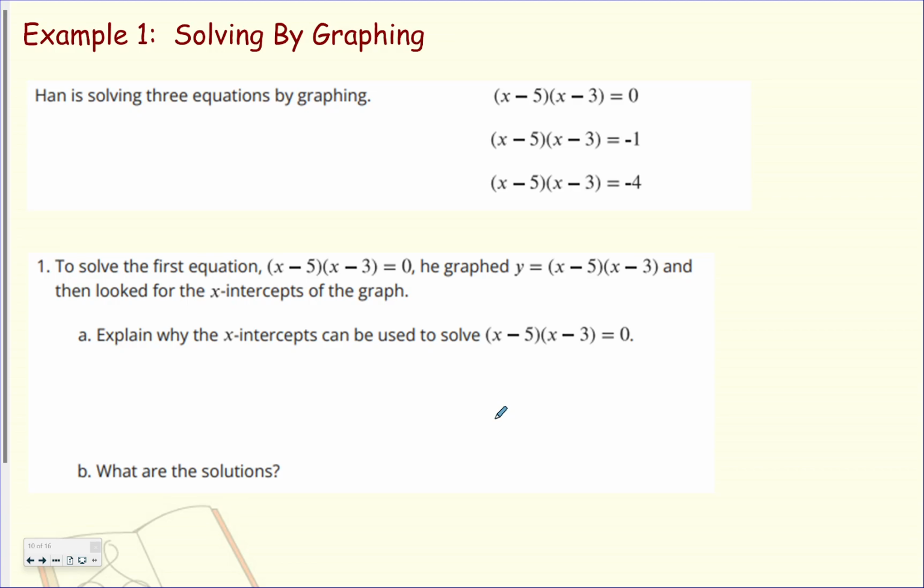So here we have a person who solves three equations by graphing them. Okay. So graphing equations, well, we could pull up Desmos in a bit, but let's see what we can do without the graph first. Here we have x minus 5 times x minus 3 equals 0, but then the same one equaling negative 1, and then also negative 4. To solve the first equation, he graphs y equals x minus 5 times x minus 3 and looks for the x-intercepts of the graph.